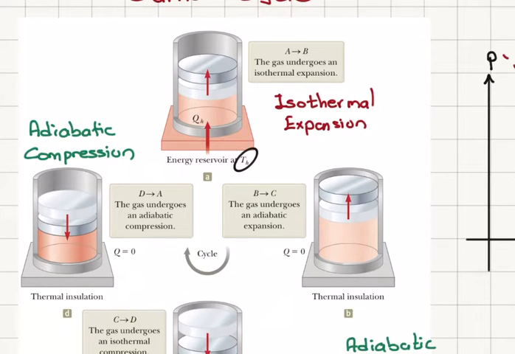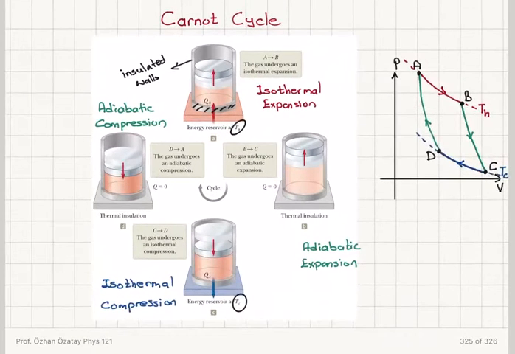And during this process, the gas is inside a container that has insulated walls, so we don't have heat exchange with the environment. However, we have a nice thermal contact here between the energy reservoir and the gas, and therefore we can absorb heat from the energy reservoir, and that will be QH.